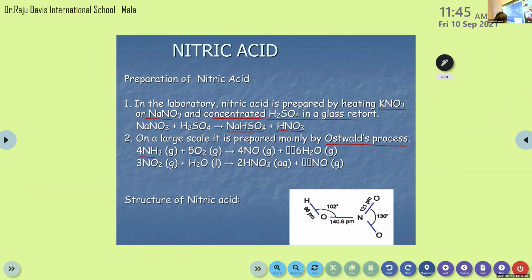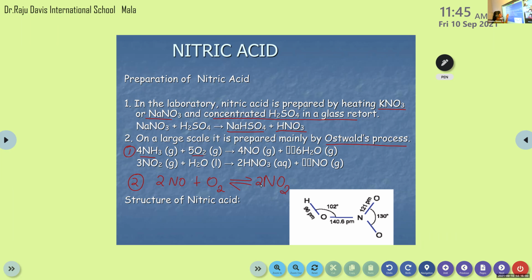Just wait, children. I think I skipped one step. Yes, nitric oxide and water molecule will be formed. This is the first step. Then the second step, this nitric oxide will react again with oxygen. That means oxidation takes place and it will be converted to NO2, nitrogen dioxide. This is the second step.